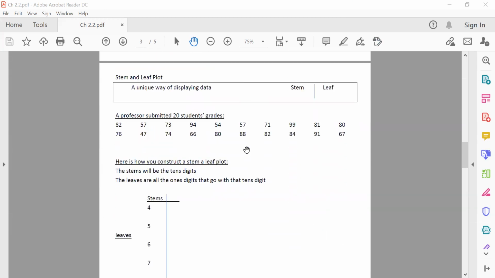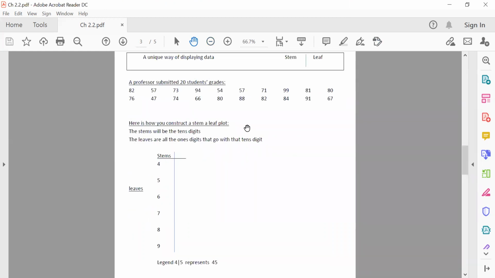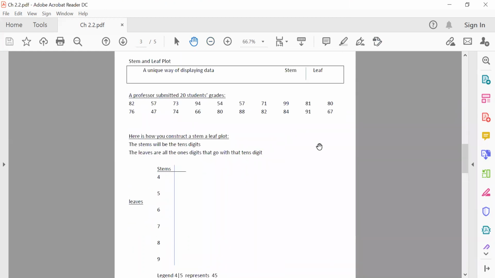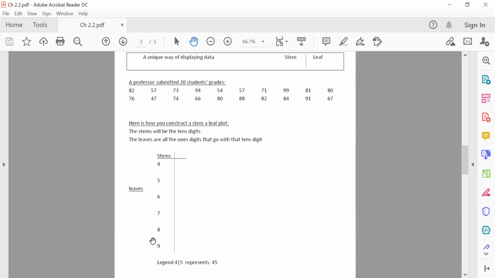Stem and leaf plots are pretty interesting. They're not the most interesting thing on planet Earth, but they're just another way of displaying data. What you have is your stems and your leaves, and you will have a legend down here that tells you exactly what's going on. So when you see 4 and then on the other side of the bar is a 5, that represents the number 45. What you can then do is make your stem and leaf plot. In this particular data, the stems will be the tens digits, the leaves will be the ones digits, but that doesn't always have to be the case.